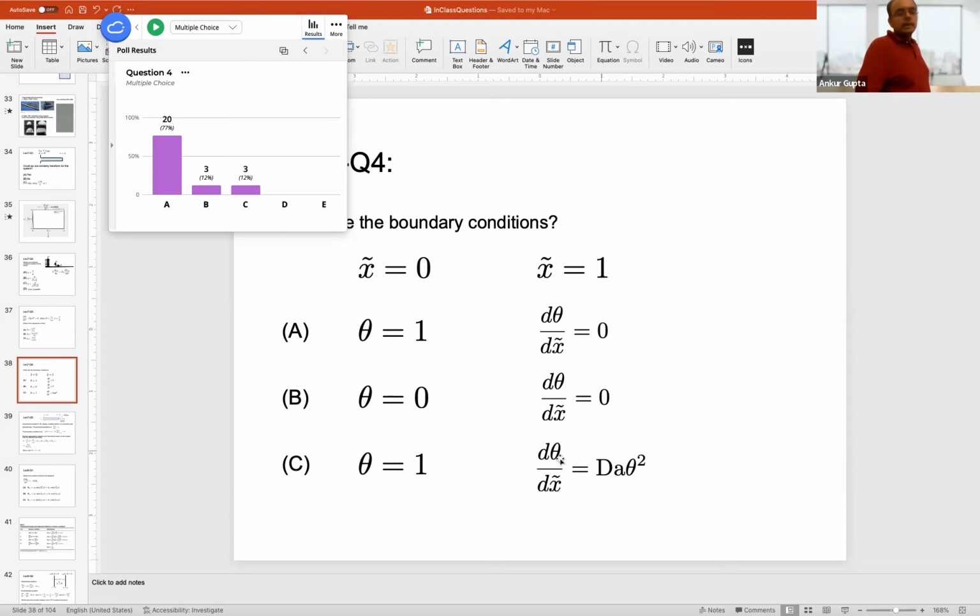Sometimes students get confused because there's a reaction. I can see the other two answers as well, but those will apply if there's a surface reaction. Just remember that the boundary condition will have a Damköhler number when there is a surface reaction. For a volumetric reaction, it will only come in the governing equation. Okay, something to remember. All right.